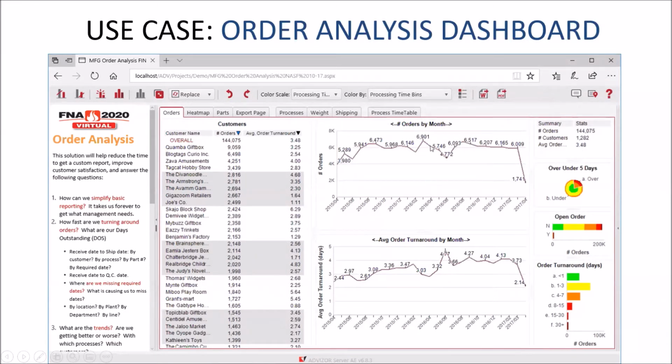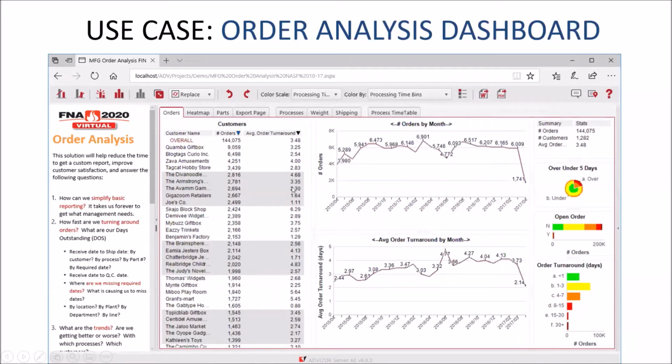Here's my customers over that period. Kwamba gift box, by the way, this is disguised data. These are not real customers. They had a lot of orders, and they went through actually ahead, 3.25 versus 3.48. I can see I've got some customers that are higher. Here's one, Skyjo, is 6 days, so they're running a lot longer.